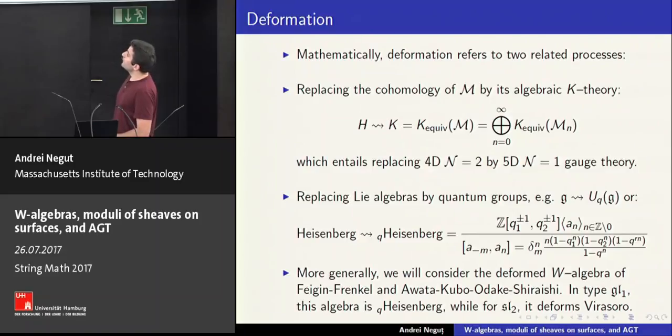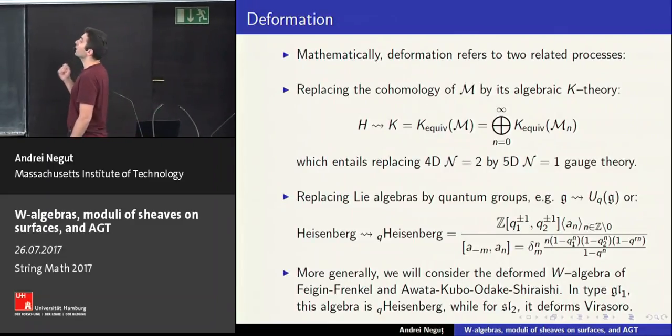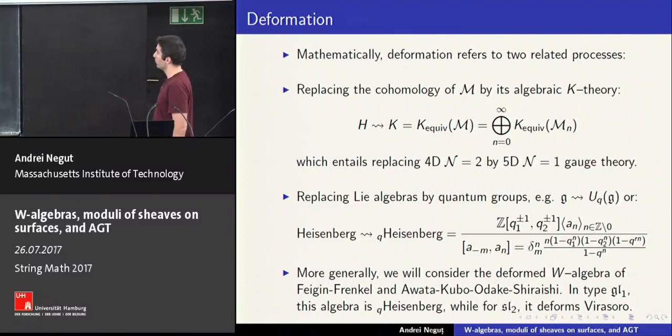So we've seen, well, I've stated how to deform Lie algebras and Heisenberg algebras. In general, the algebra I will want to deform is a W-algebra of type GL_R, and the corresponding Q deformation was studied independently by Feigin and Frenkel and Awata, Kubo, Odake, and Shiraishi in the 90s. So this particular deformation actually goes back 20 years or so, even more.